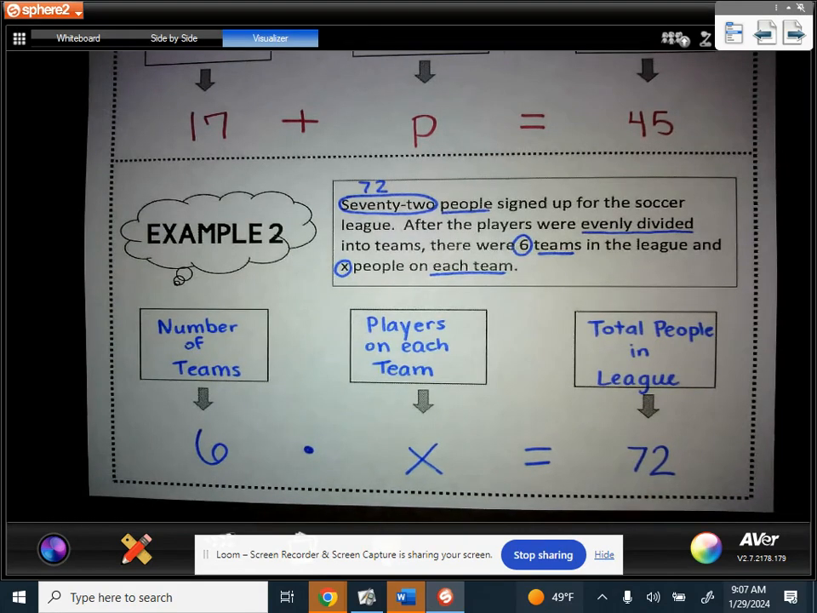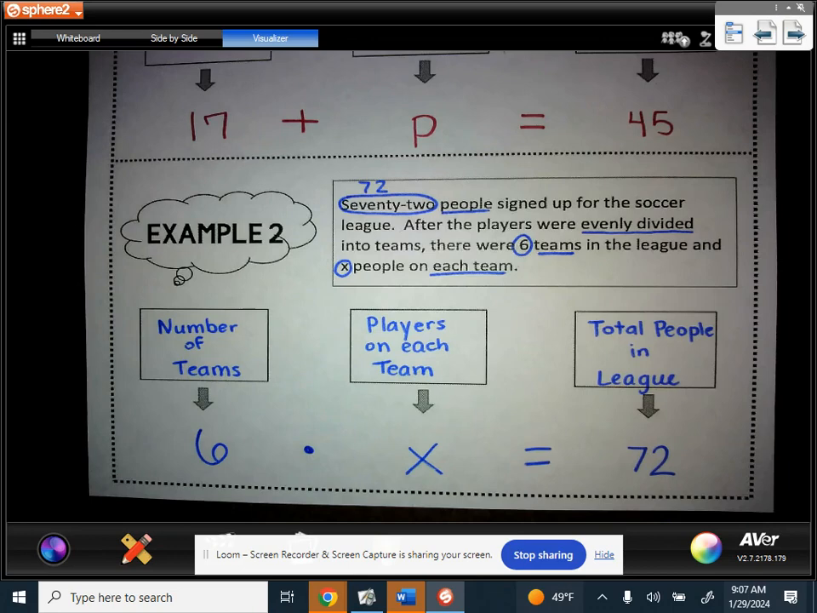So 6 times x equals 72. If you were to work this out, you'd figure out that there are 12 people on each team, and 6 times 12 would give you 72. Now, again, where does that division come in? Well, if we see multiplication in our equation, to solve that, we would be using division because we always use our opposite operation. So that's where the division comes in: we would divide both sides by 6 because that would make this 6 go away. And 72 divided by 6 is what gives us that 12.